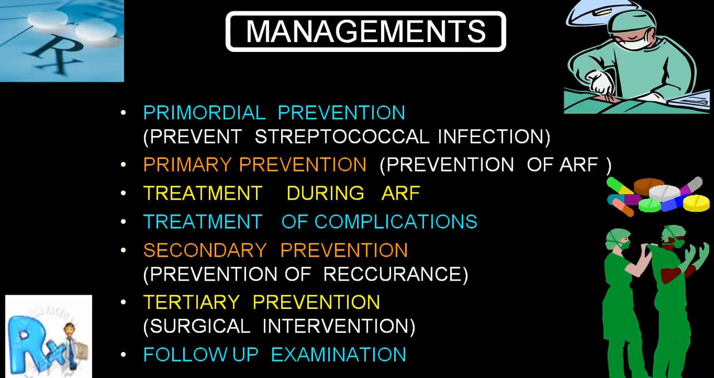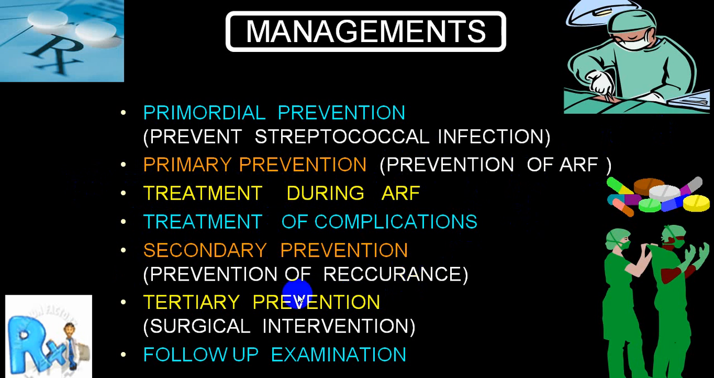Post-streptococcal reactive arthritis, PSRA. Once you confirm the diagnosis of rheumatic fever, there is what is called primordial prevention, that you prevent a streptococcal infection so that you can prevent occurrence of rheumatic fever. Primary prevention is prevention of acute rheumatic fever by taking certain prophylaxis. Once a person is diagnosed as rheumatic fever, that is called during rheumatic fever, and then treatment of complications. In secondary prevention, you can prevent recurrence.